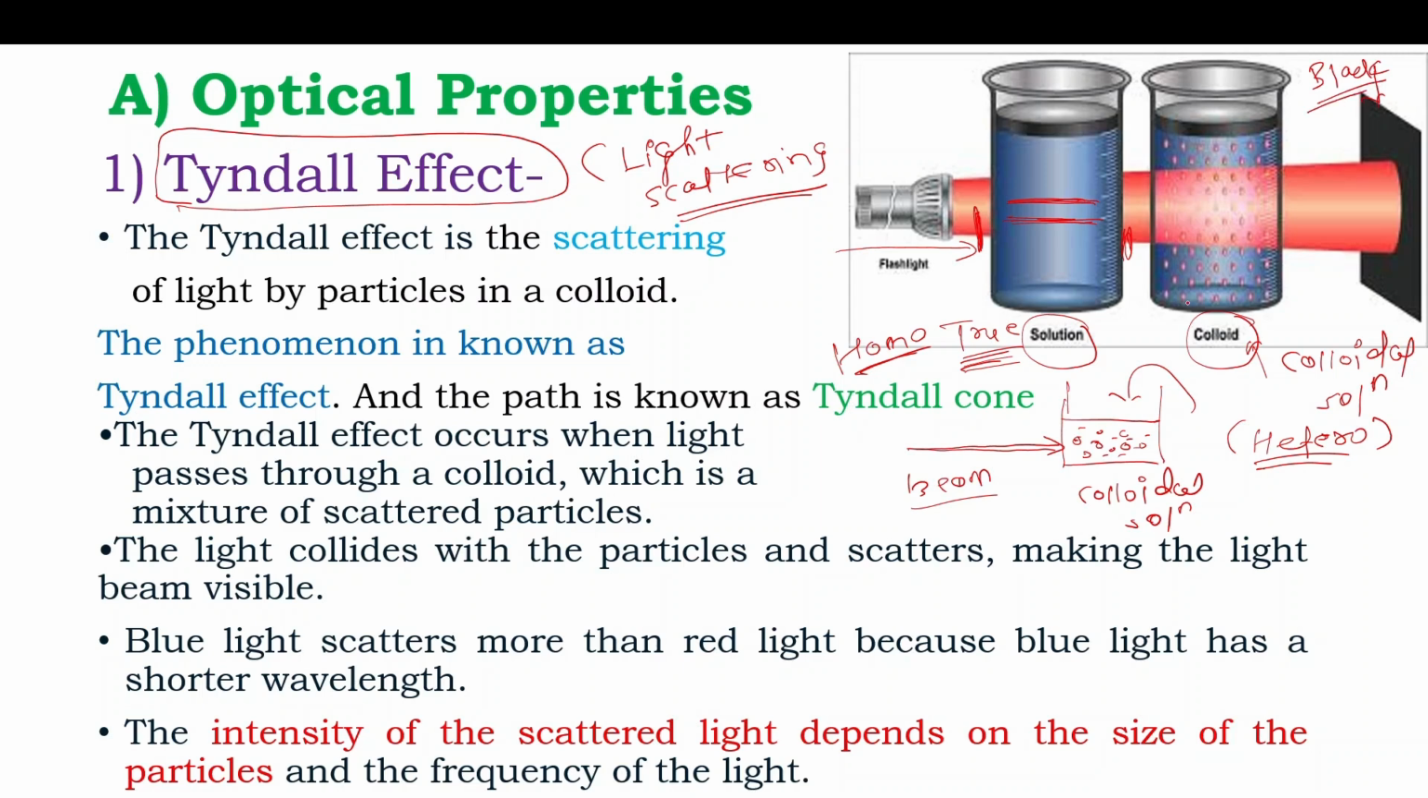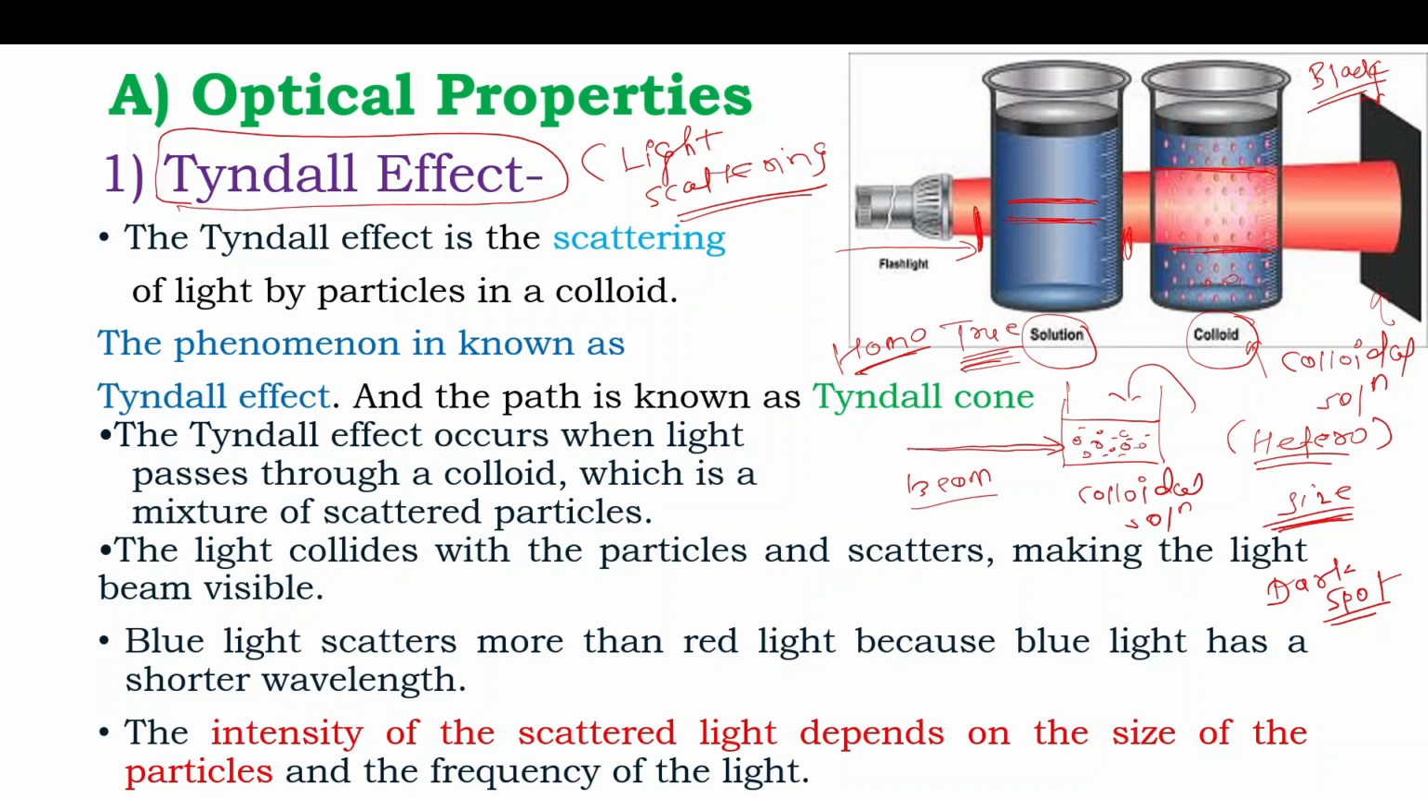But when we pass the light through the colloidal solution, in this diagram we can see that there are some colloidal particles and their size is large. Because of that they absorb the light and appear as a dark spot, and it can be seen on this dark background. So this is simply the Tyndall effect.